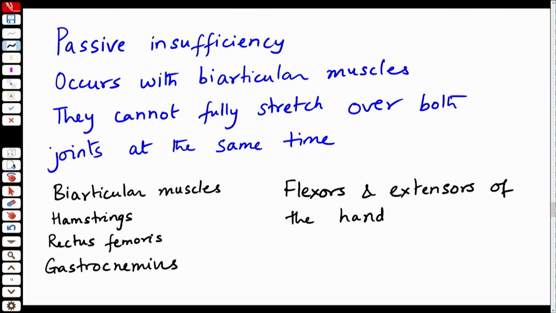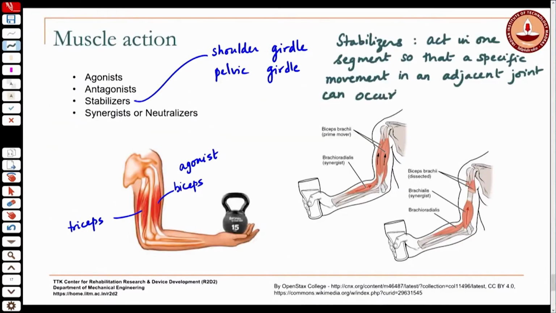Stabilizers act so that a specific movement in an adjacent joint can occur. It is like keeping one thing fixed so that you can move the other the way you want it. So, these are muscles that undergo minimal movement.